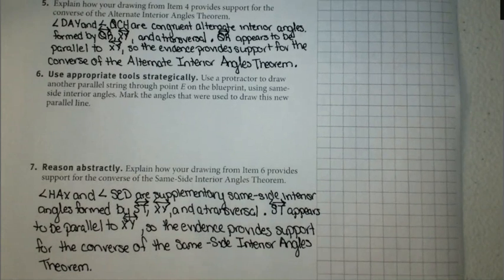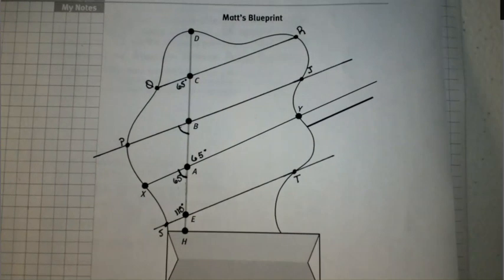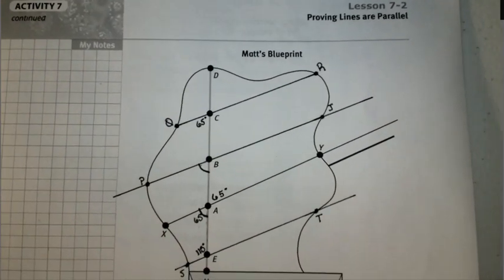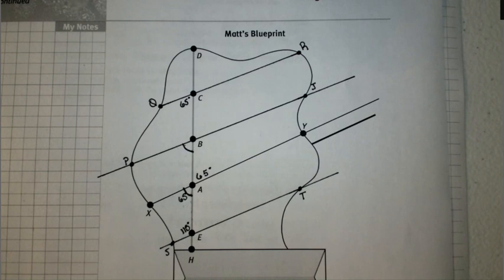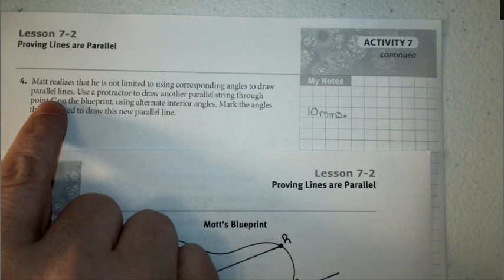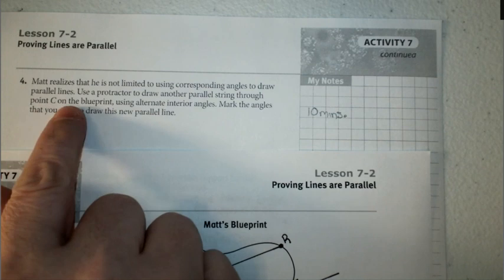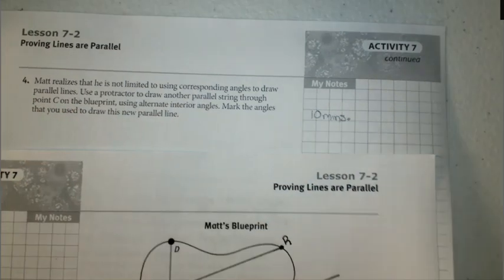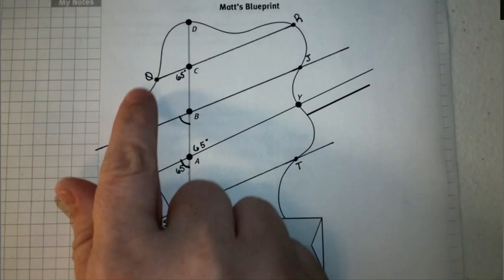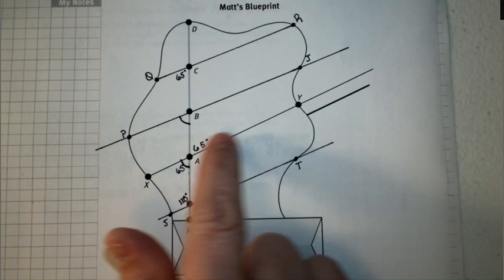Alright, as you can see, questions 4 through 7 have been provided. The first thing I did was exactly what it asked me to by drawing those lines, creating particular types of angles. Here for 4, it asked me to draw parallel lines, use a protractor to draw another parallel string through point C on the blueprint using alternate interior angles. So what I did here is letter C, and I went back to the original line that was given to me, this XY line.